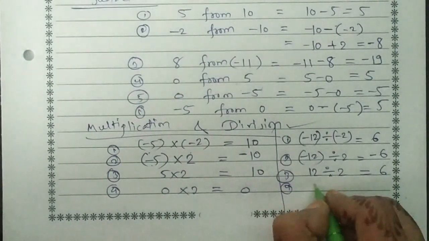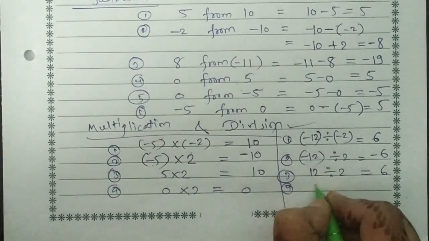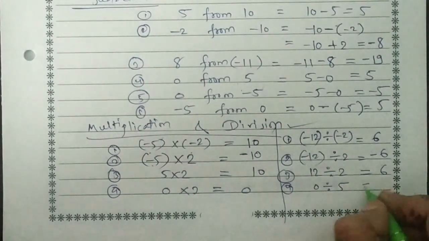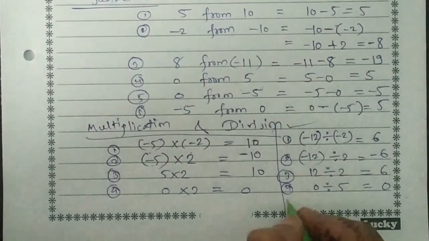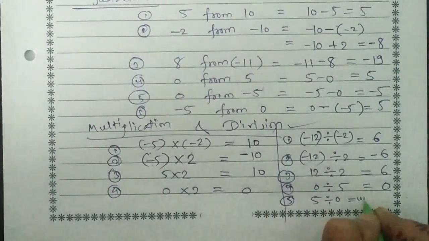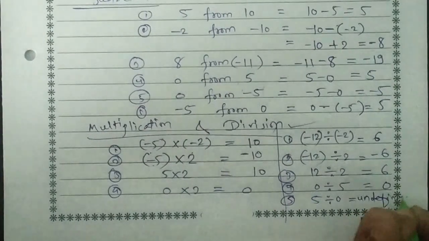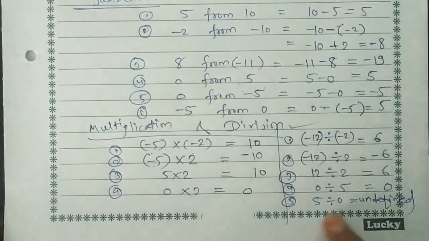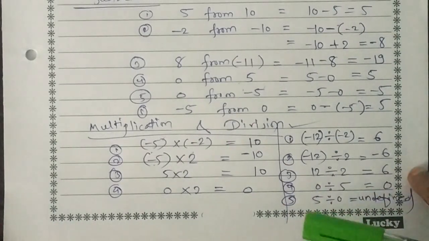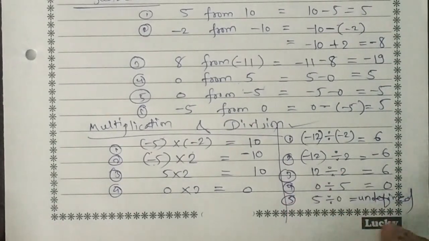Children, we also have division by 0. 0 divided by 5 is again 0. But 5 divided by 0 is undefined. Division by 0 is not defined. 0 divided by 5 will be 0, but division of any number by 0 is undefined. You cannot define it.